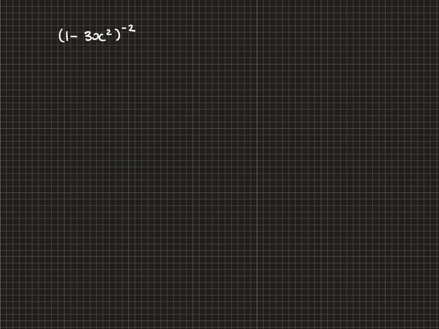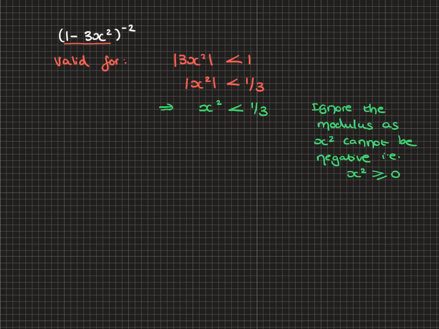So in the previous example, we've just expanded 1 minus 3x squared all raised to the power of negative 2. So what about the validity condition here on x? So let's look inside the bracket here again. This is going to be valid for mod 3x squared less than 1. Now, let's simplify this. Divide by 3. That gives us mod x squared is less than 1/3. At this point here, we can lose the modulus symbol because x squared cannot be negative. So we can simply write x squared must be less than 1/3, and we need to find the values of x which satisfy this result.